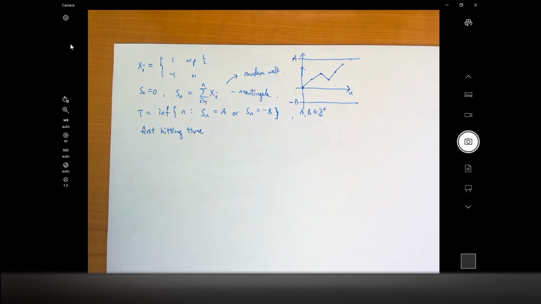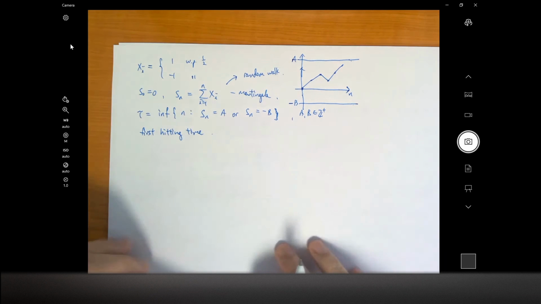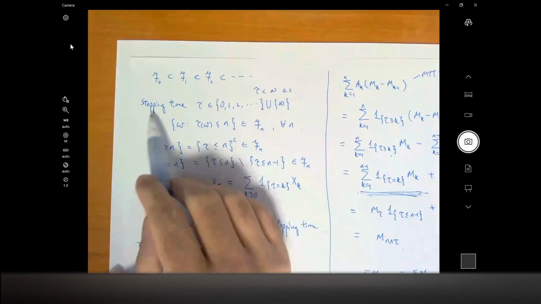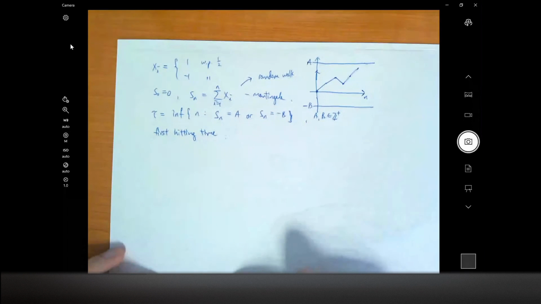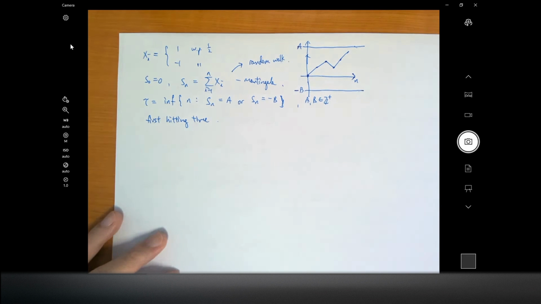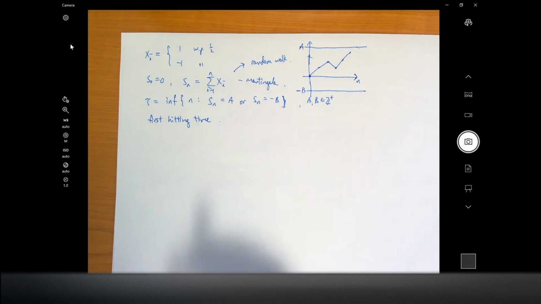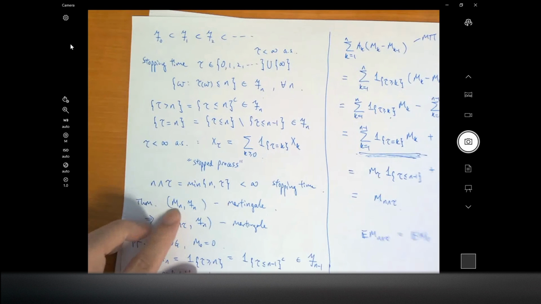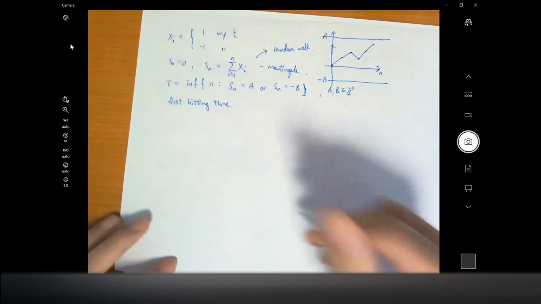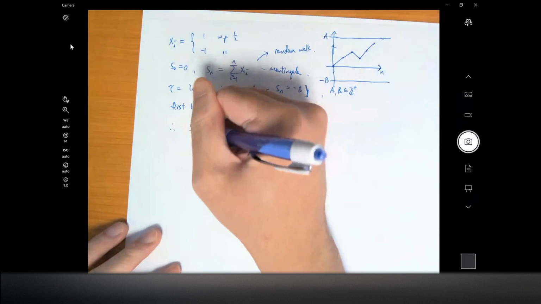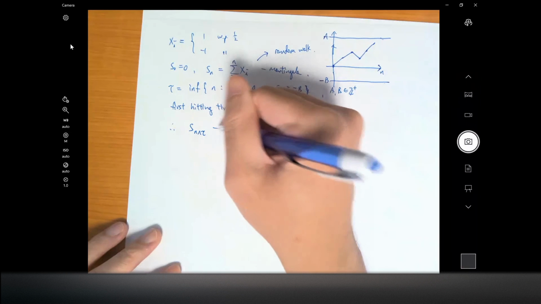Right, and I guess it is quite easy to verify that this tau indeed fits the definition of a stopping time. So you can verify that. So this is a stopping time, and from our previous result, from this theorem over here, we know that my Sn is a martingale. So Sn at the minimum of n and tau is also a martingale.